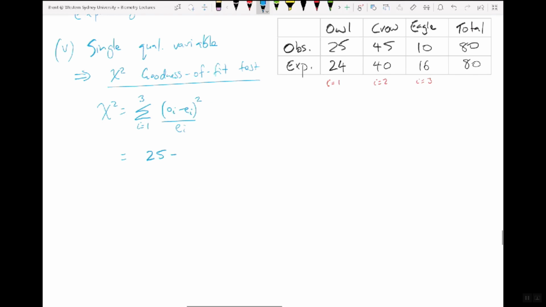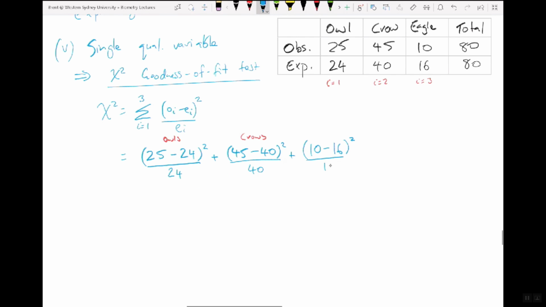Put that down as its own separate number. Work out the one for crows, put that down. Work out the one for eagles, put that down. And then go back and add them all together. Okay? So that's all just an exercise on your calculator. The final answer should come out to be approximately 2.92.